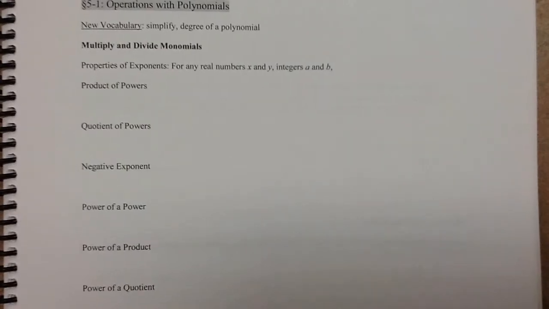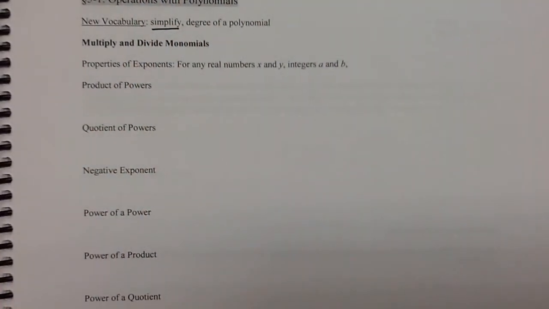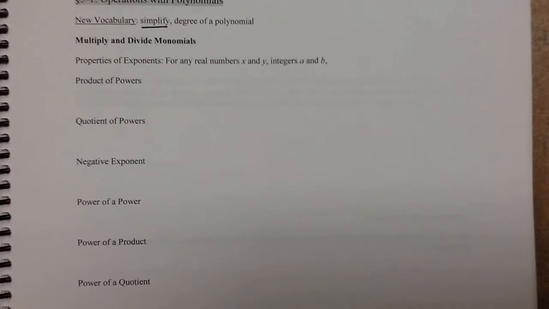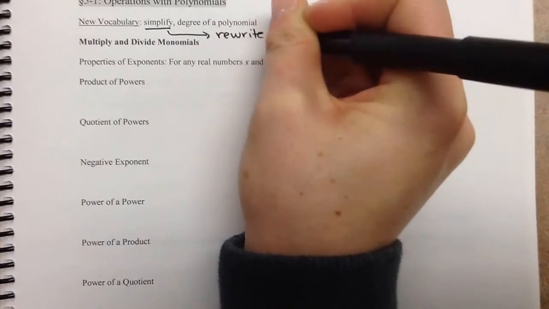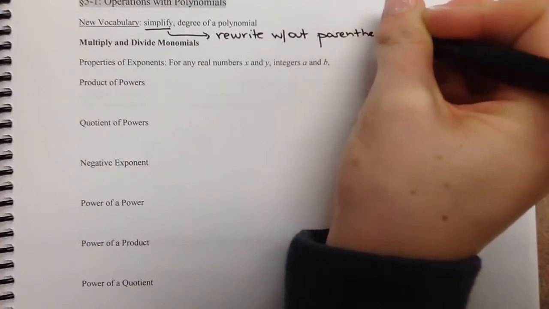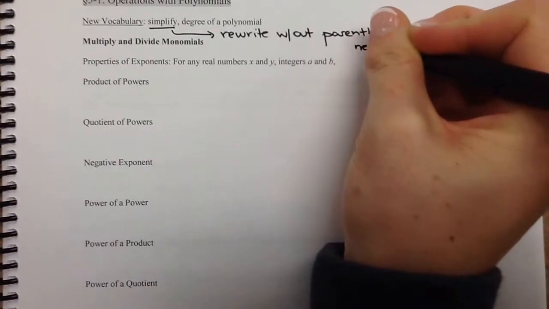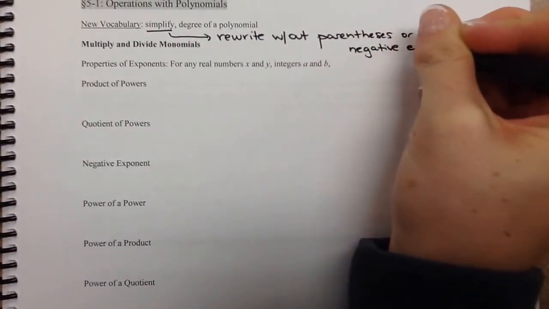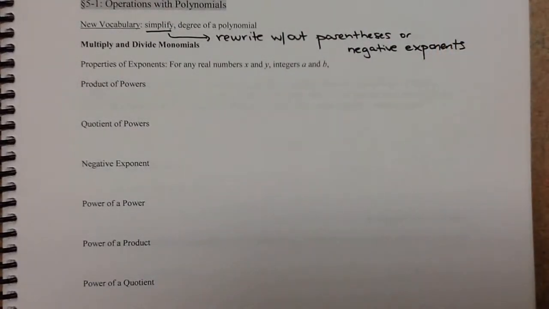So we're going to be doing a lot of simplifying. When we talk about simplifying, what that means in official math language is, to simplify an expression, if there are powers involved, it means to rewrite the expression without parentheses and without negative exponents. All right, so what we're going for here is we want to rewrite the expression without parentheses and without negative exponents. Okay, so that's our end goal.